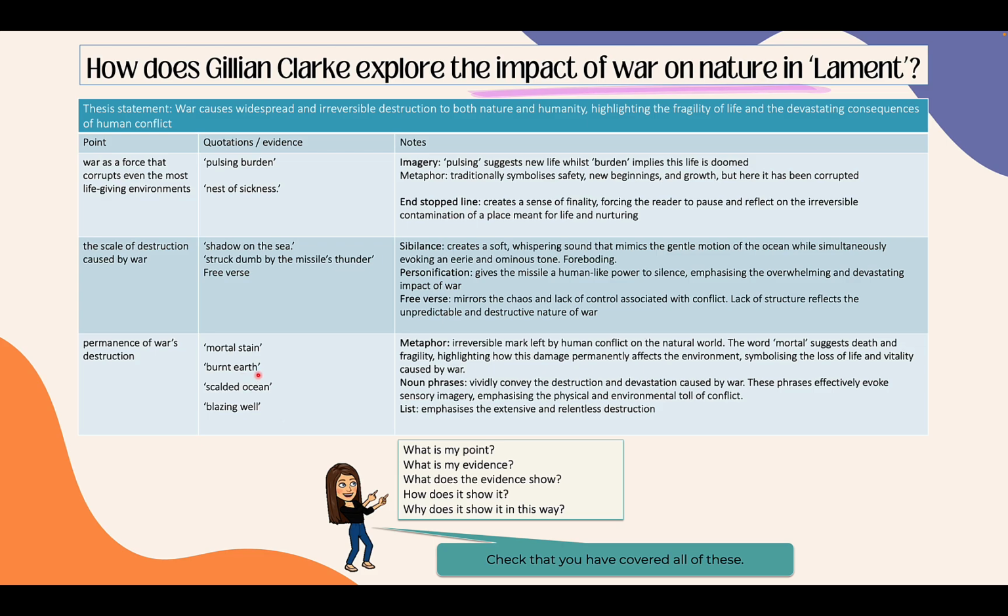I've only got 4 here because Mortal Stain is by itself, and then these 3 form part of a list. So I wouldn't usually have 4 and go in a lot of detail on 4 because that'd be far too long. You'd probably spend the entirety of your time just focusing on one point. But you do want a range, and then you've just got all of the different notes that I'd already annotated with the poem, and these will then be pulled straight into the essay.